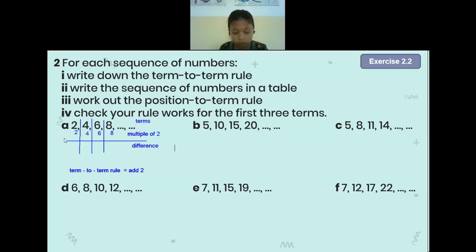Hello, is my voice not audible enough? My question is, the terms here are the sequence. After you find the term to term rule, which is add 2, the next step is finding the multiples of 2. After you find the multiples of 2, you need to compare the multiples and the terms. Between the terms and the multiples, is there any difference between 2 and 2? How much is the difference? The difference is 0. 4 and 4, the difference is 0.